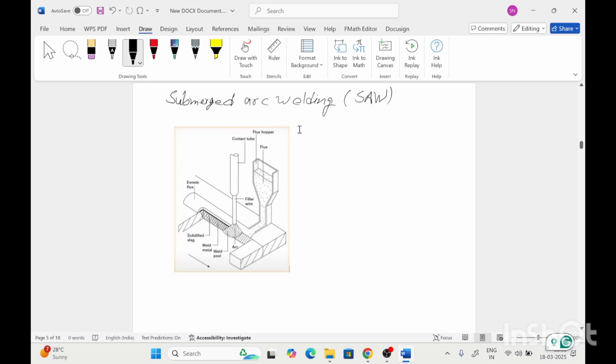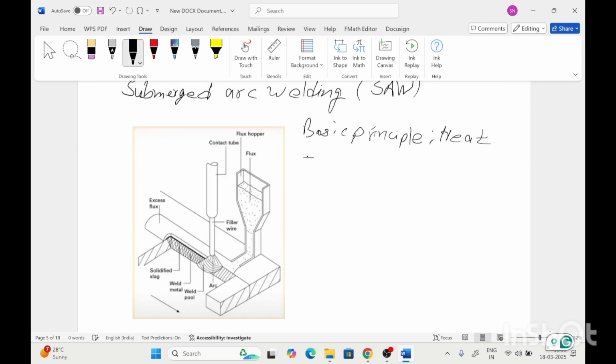The mechanism that is very relevant in submerged arc welding is the heat transfer efficiency.